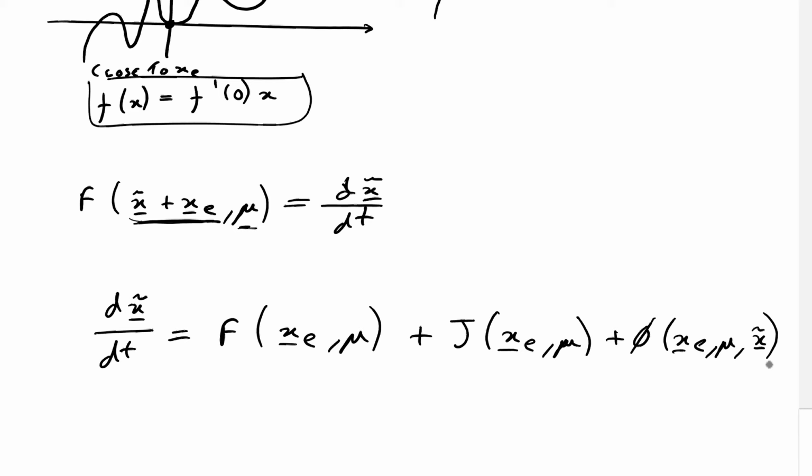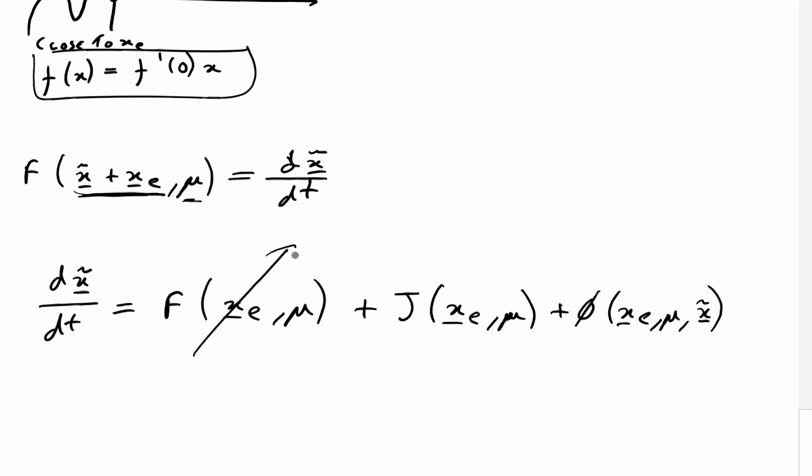So what's going on here? Well, like before, my function evaluated at the equilibrium point, which is 0, is just going to be 0. And likewise, I'm not going to need the higher order terms because I'm considering it close to the equilibrium point.